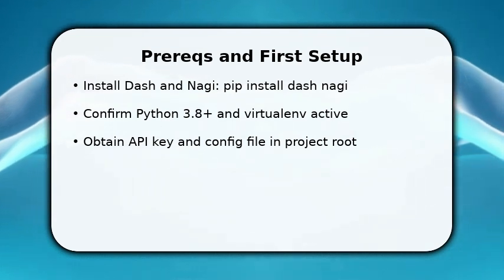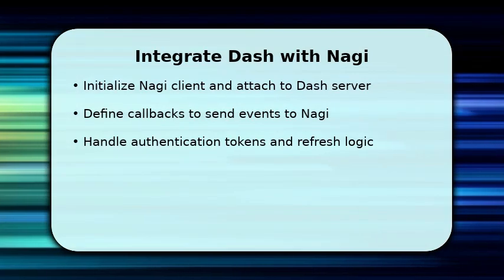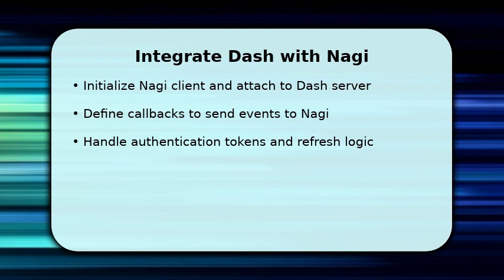You now wire Dash interactions to Nagi. Instantiate the Nagi client with your key and attach it to the Dash server instance so events flow. Then write focused callbacks that emit structured events to Nagi whenever users interact: form submits, button clicks, and state changes.